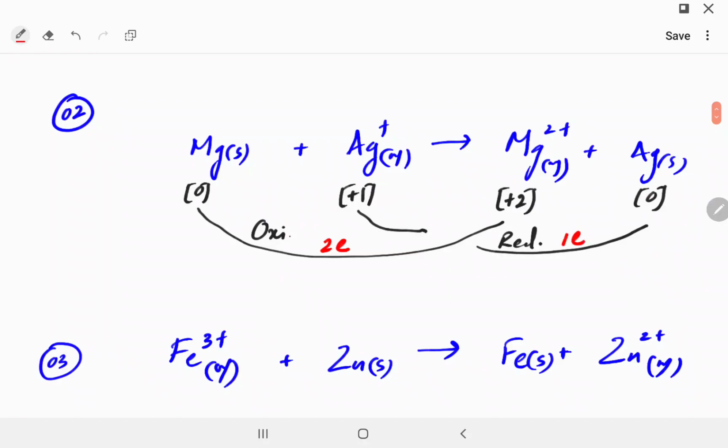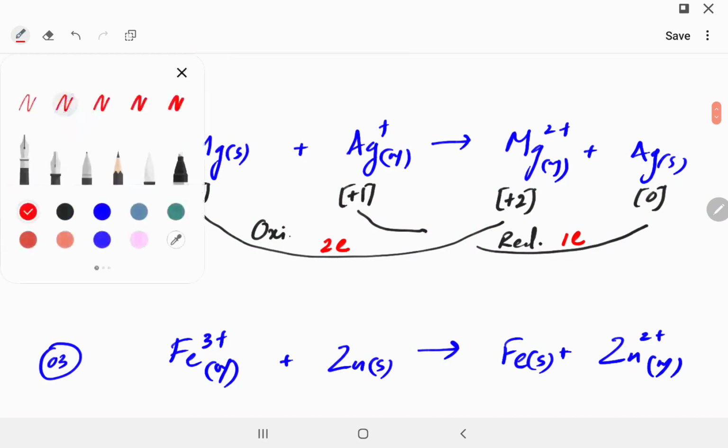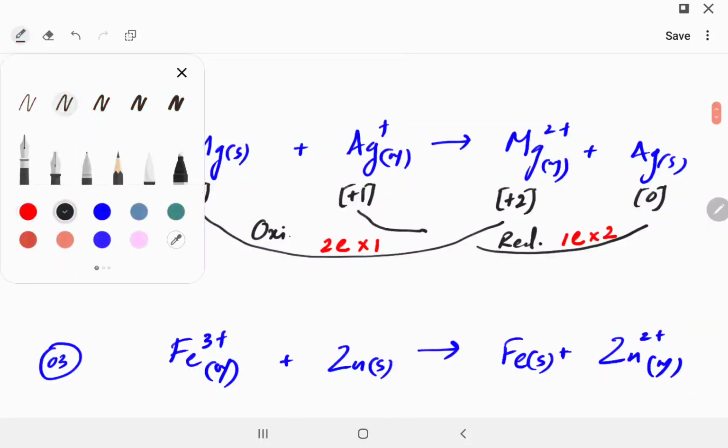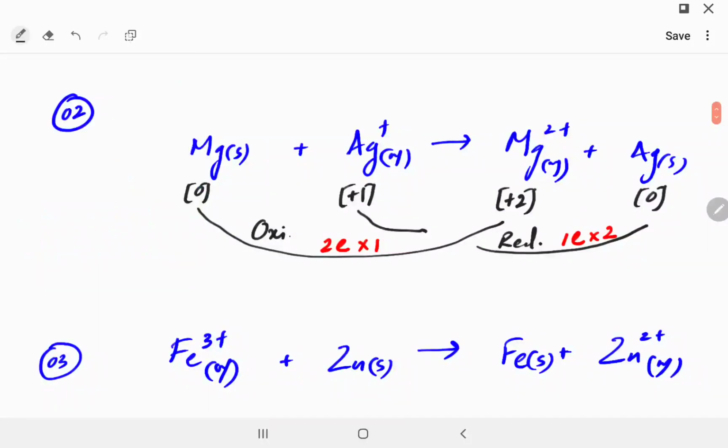The least common multiple for the two half reactions, oxidation and reduction, is 2. So you multiply the oxidation side by 1, and the reduction side by 2. If it is 1, don't do anything. If it is 2, you have to put 2 in front of this silver half reaction. So this reaction is now balanced.